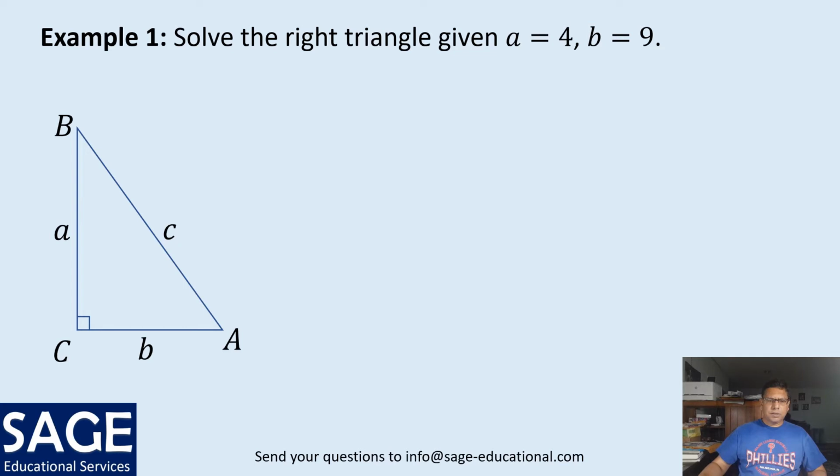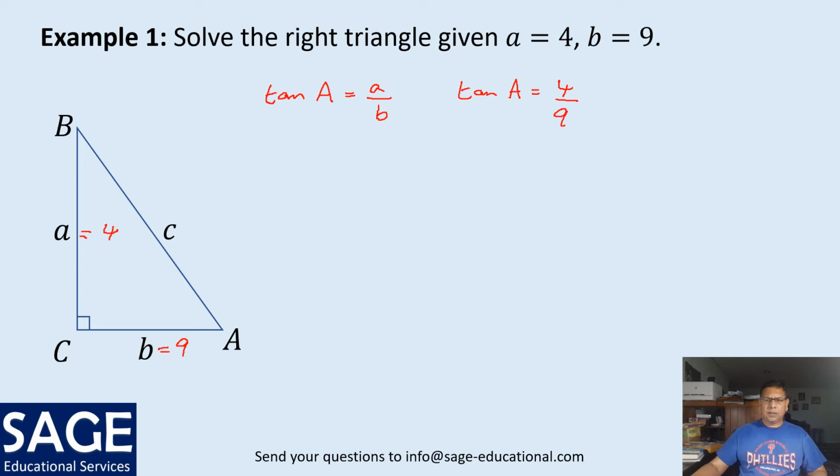So let's start solving example 1. We already know that side A is equal to 4 and side B is equal to 9, and we want to find the other sides. Let's start with a trig ratio that involves sides A and B. Tangent of angle A is equal to A over B, which is equal to 4 over 9.